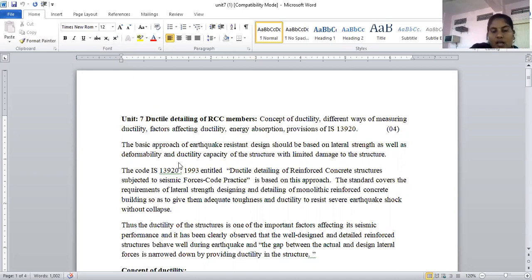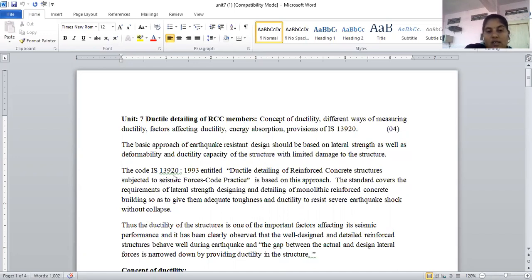In the last lecture, we started unit number 7, the ductile detailing of RCC members. We learned the concept of ductility and its parameters. After that, we learned the different factors which will be considered for ductile detailing of RCC members in a building, and the IS code which is used for this ductile detailing.